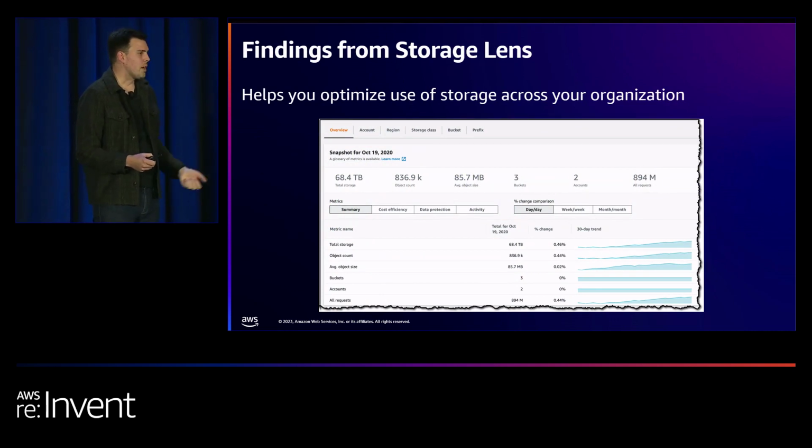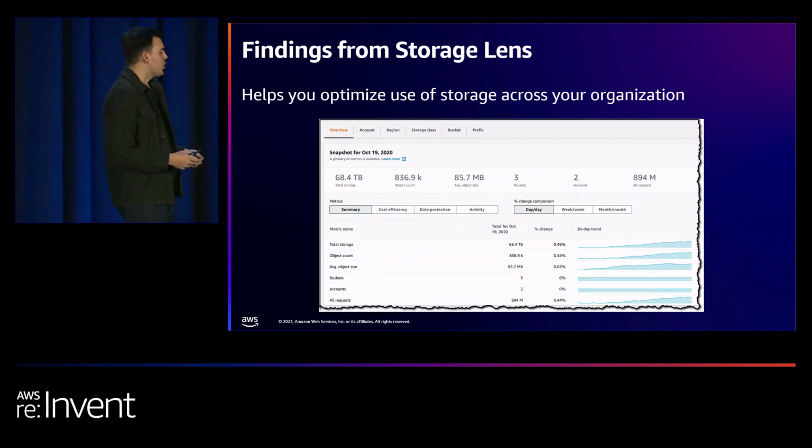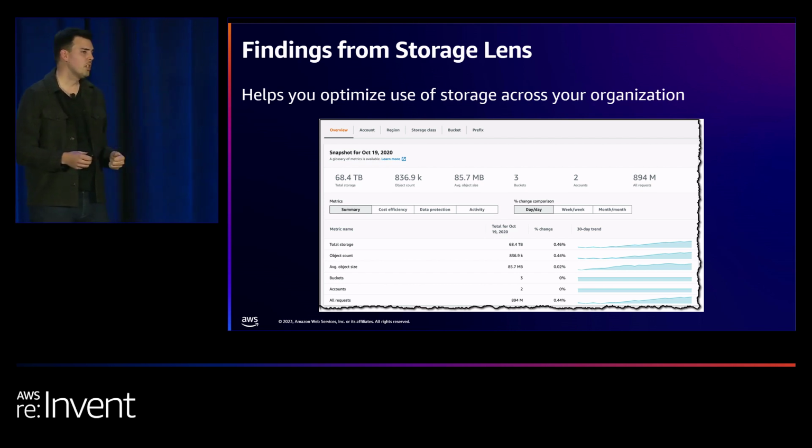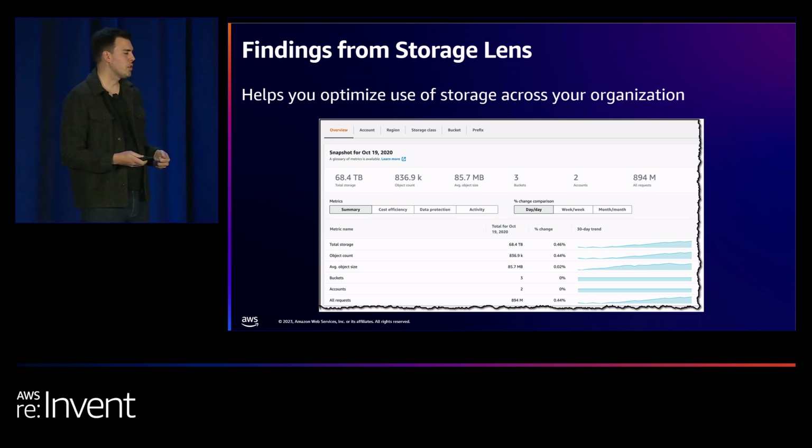This is something that you might see if you're using Storage Lens. It gives you a view of how much storage is being used over time. There's different tabs for cost efficiency and data protection. And again, that gives you that organization multi-account wide view so that you can dive in and identify cost-saving opportunities across your storage.